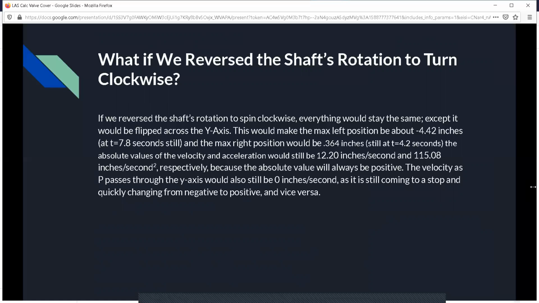The absolute values of the velocity and acceleration would still be around those initial values that we found of 12.20 inches per second and 115.08 inches per second squared, respectively, because the absolute value will always be positive. The velocity as P passes through the y-axis would still also be 0 inches per second, as it is still coming to a stop and quickly changing from negative to positive, and vice versa.